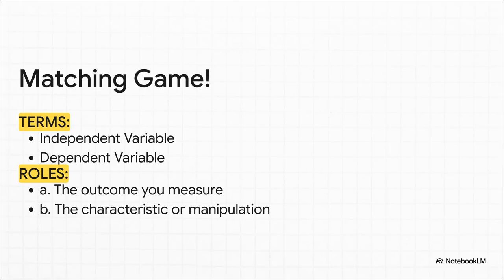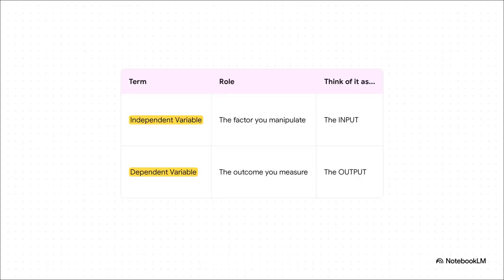All right, time for a quick matching game. Super simple. On one side, you have the terms independent variable and dependent variable. On the other side, you have their roles. Just match the term to its correct definition. Which one's which? And here we go.